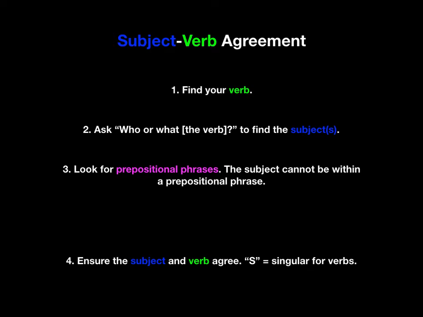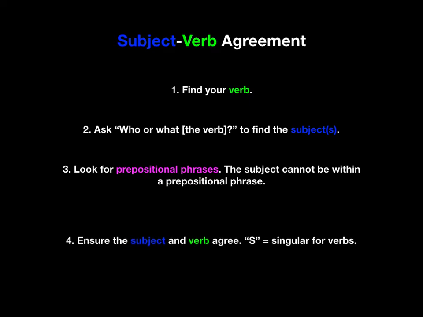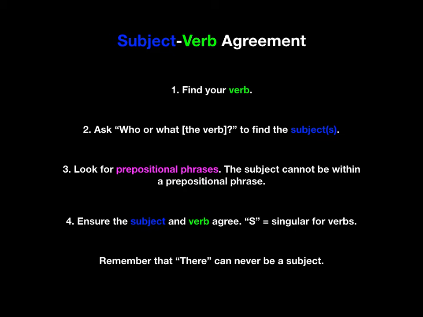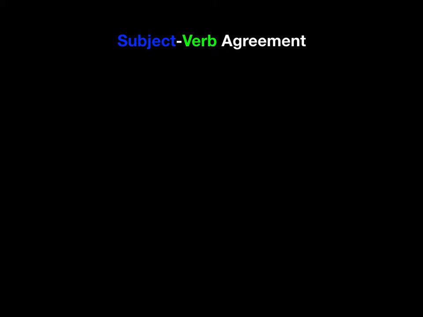We make a verb singular by adding s to it. S is singular for verbs. Finally, keep in mind that there, T-H-E-R-E, can never be our subject. With these precepts in mind, let's begin looking at a few additional examples.